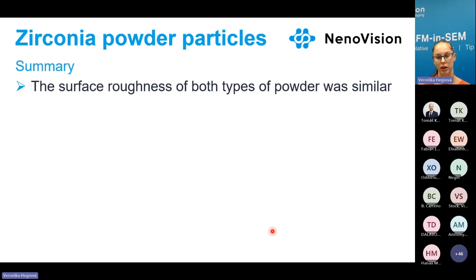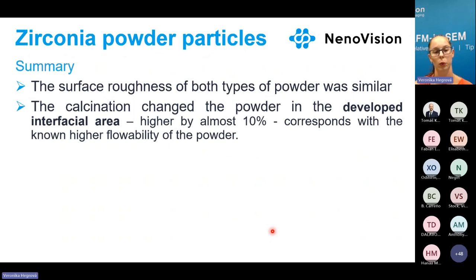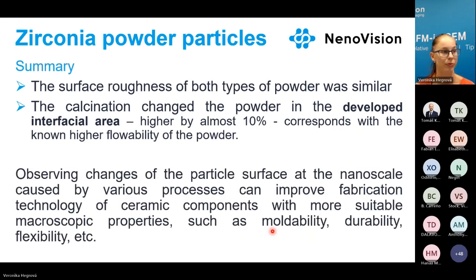If I should summarize what we did in ceramics, or in the powder particles, we measured the surface roughness of both types of powder. We had a look at how the calcination changed the surface, and we found out that the developed interfacial area was higher by almost 10%, which corresponds with the known higher flowability of the powder.